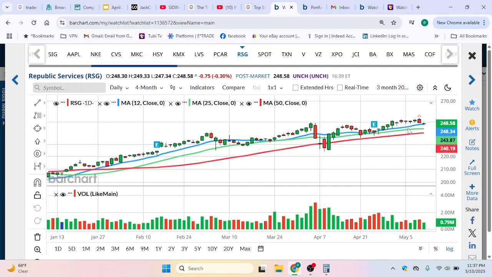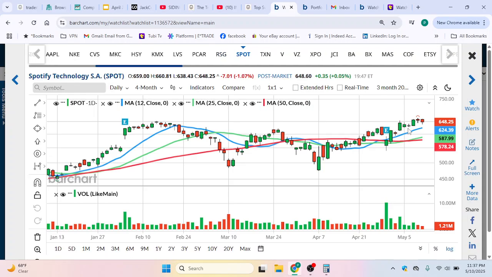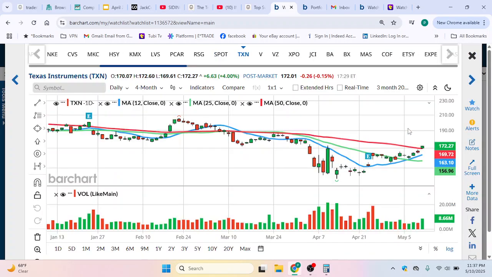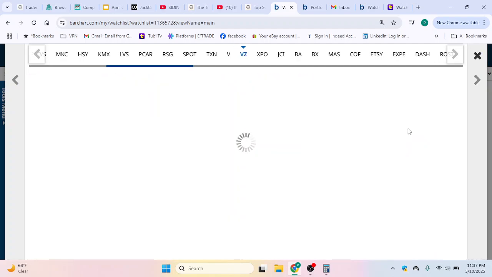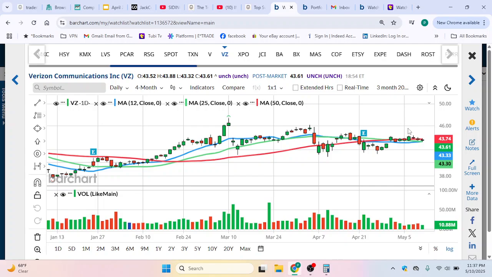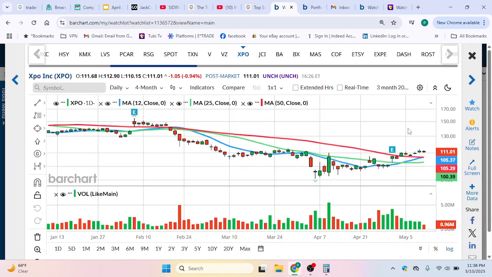Republic Services, a waste company. Pretty steady uptrend there. Nice trend on Republic Services. Spotify, another real winner over the last year, but recently in just a sideways trend. Texas Instruments, kind of a large company that deals with microchips, overall downtrend. Credit card companies like Visa, pretty much a sideways trend. Communications companies like Verizon, sideways trend. Transportation companies, more of a downtrend.